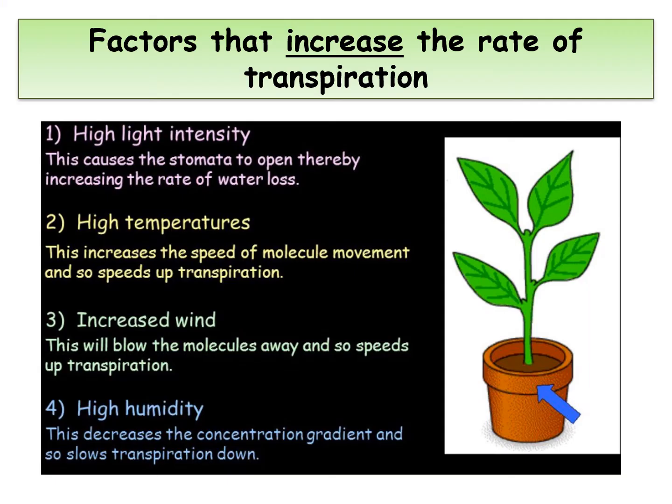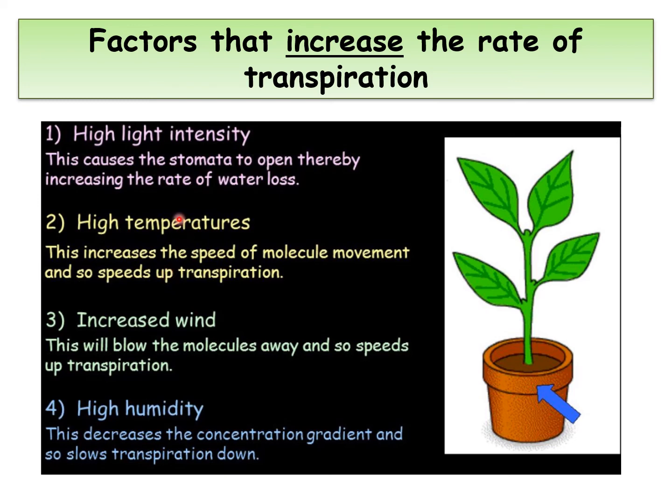We also need to be able to describe and explain the different factors that can increase the rate of transpiration. So firstly, high light intensity. Now, if there's a lot of light available, the plant will sense this and it will want to carry out more photosynthesis. So to allow more light in, the stomata will open up. However, if the stomata are open, not only will light be able to enter, water will also be able to leave. So therefore, the rate of transpiration or water loss will also increase because of this high light intensity.